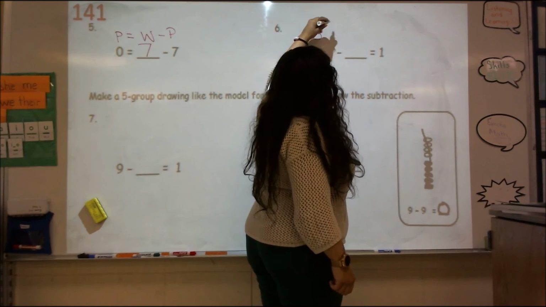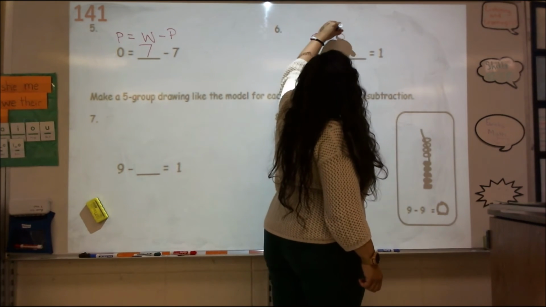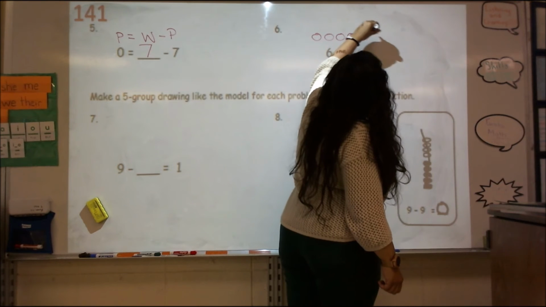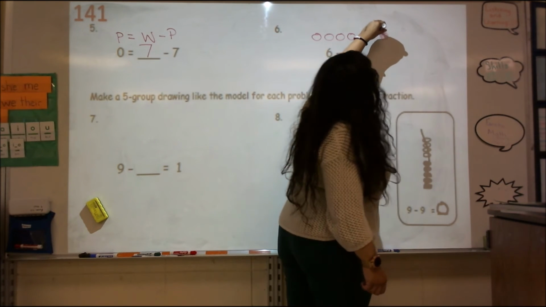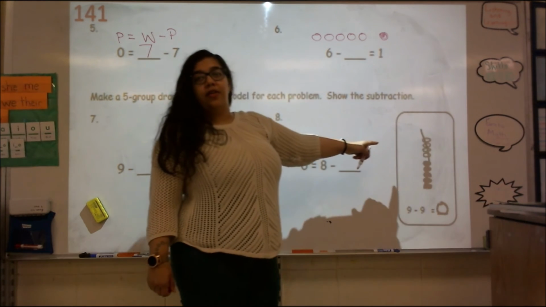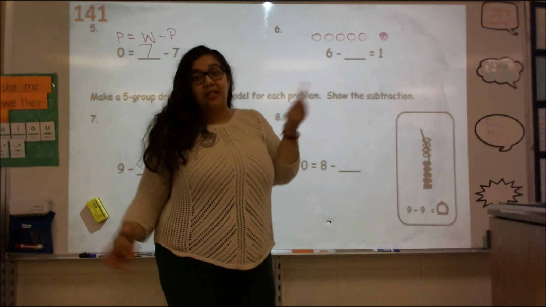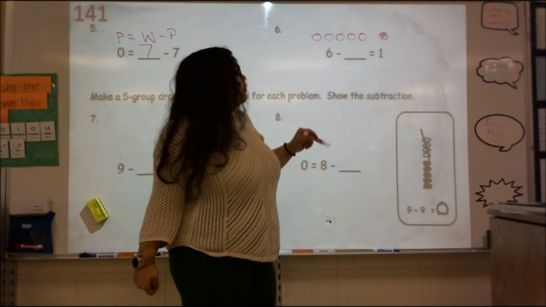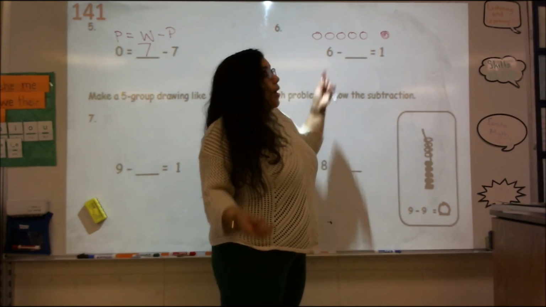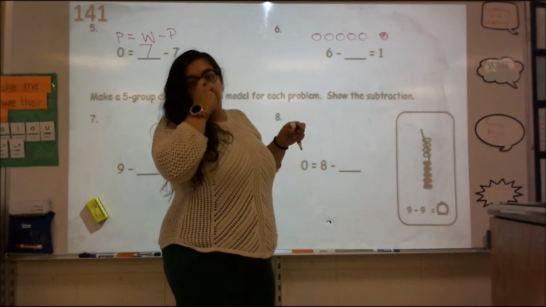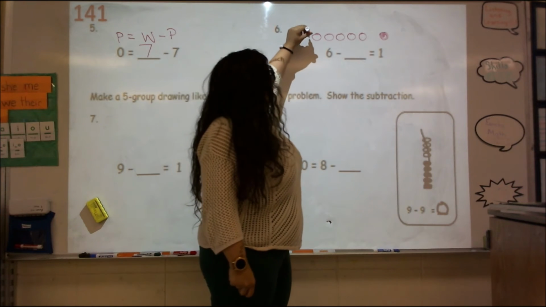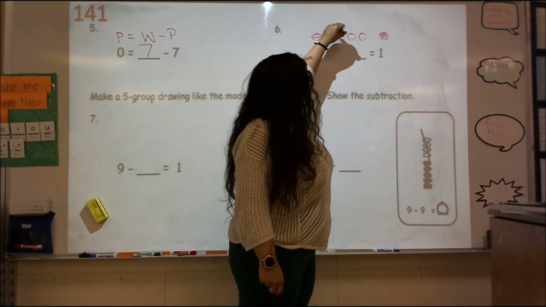So 1, 2, 3, 4, 5, 6. I know they start with solids and go to empties, but I start with empties and go to solids when I'm drawing because it saves on the supplies. It's just a way to save your materials. And we know we took away an unknown number and we're left with 1. Well, let's cross out, and so we're left with just 1.